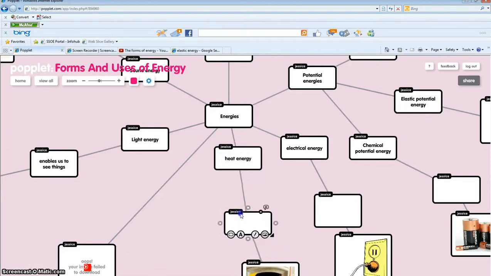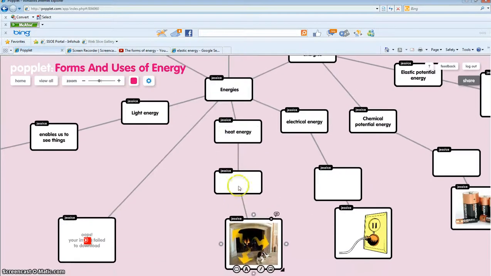Now, let's learn about heat energy. Heat energy is possessed by hot or warm temperature of an object. The sun is our main source of heat energy. Other sources are fire, burning fuels, and ovens or microwaves.